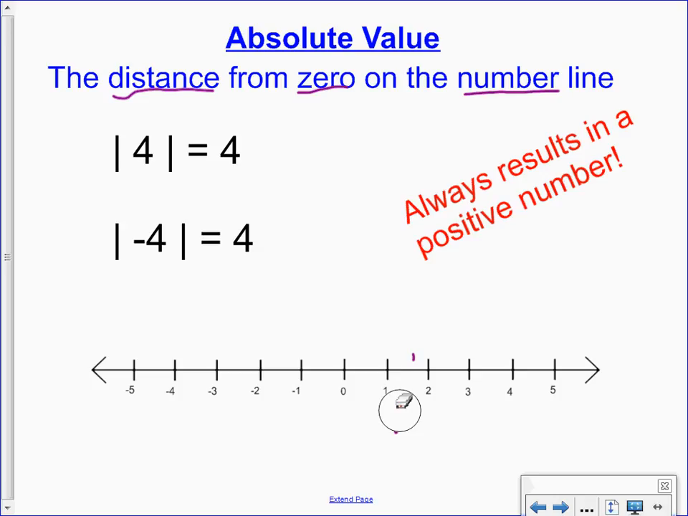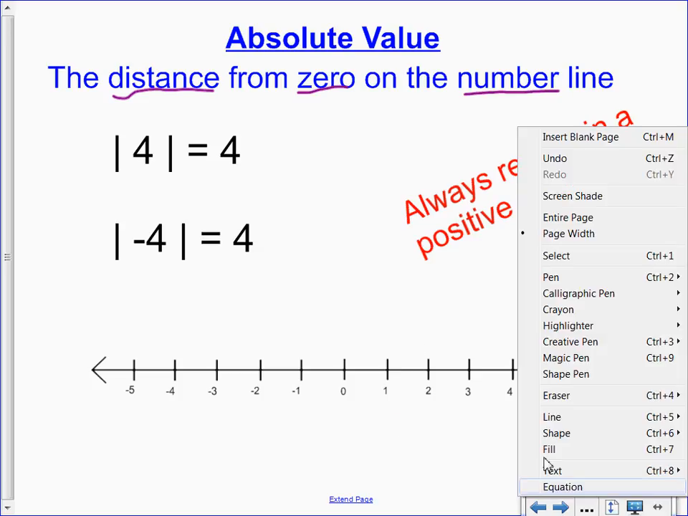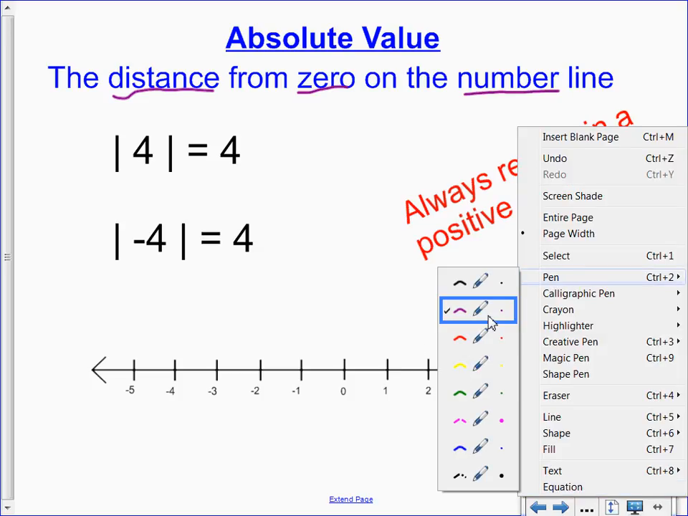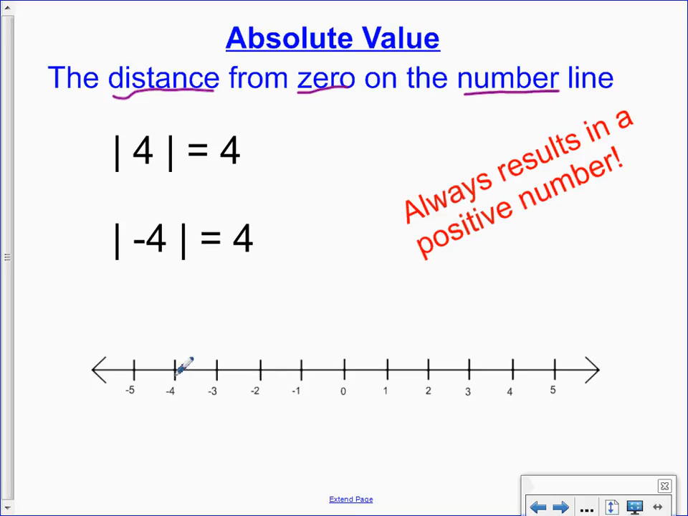That's why absolute value is always a positive number. So, for example, on the number line, we know negative 4 is right here, and 4 is right here. Remember, 0 is what we're basing everything on. So the distance from here to here is 4, and the distance from here to here is 4.